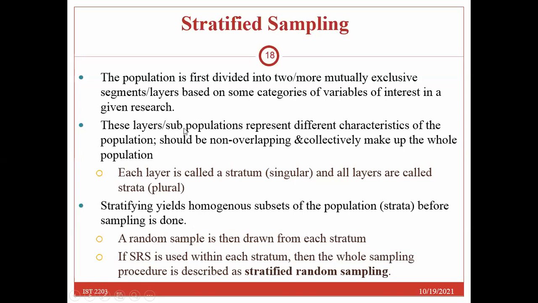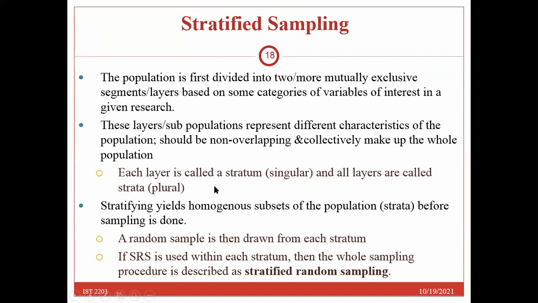So these layers or subpopulations represent different characteristics. They should be non-overlapping and they should collectively make up the whole population. So you divide male and female, together you have the whole population. Each layer is called a stratum for single and strata for plural. Stratifying yields homogeneous subsets of a population.